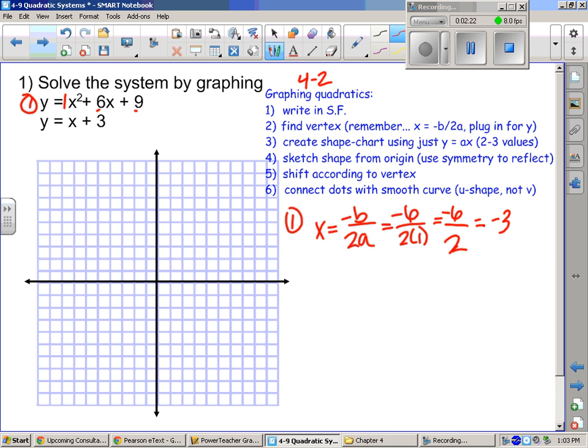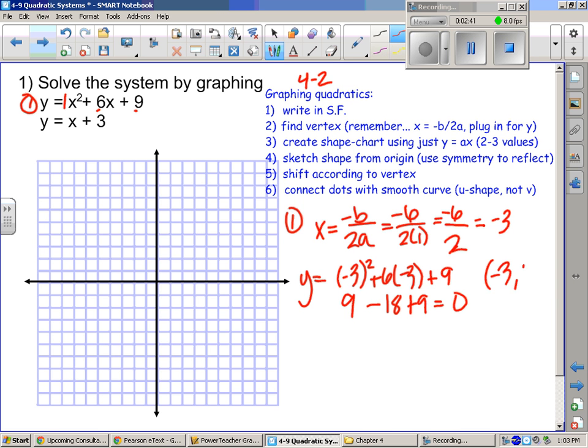That's the x value. Then to find the y, remember we plugged that in. So to do that, I'll have negative 3 squared plus 6 times negative 3 plus 9. That'll get me a 9 minus 18 plus 9 again. We end up with a 0. So the vertex on my first equation is negative 3, 0, which is there.